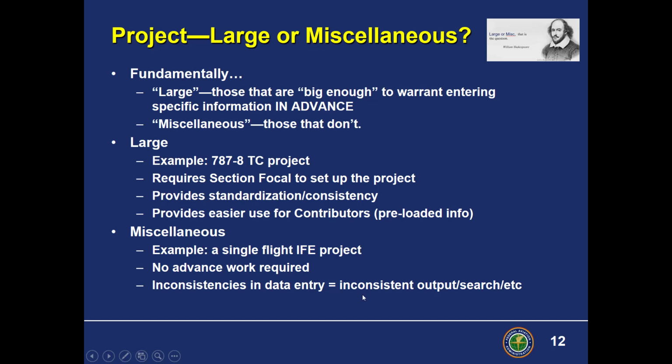Any inconsistencies in data entry that you make, you have to recognize that will result in inconsistent output or search. Like if you do 3 flights on a project and you're not consistent about how you enter your data, it may not show up properly. And it's those tweeners that are the most difficult to assess. A 5-flight project, a 10-flight project. I don't have a cutoff for you in terms of the number of flights expected. You just have to consider the advantages and disadvantages in each case when you decide whether to make something large or miscellaneous.